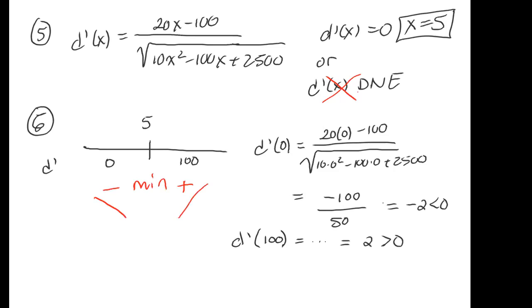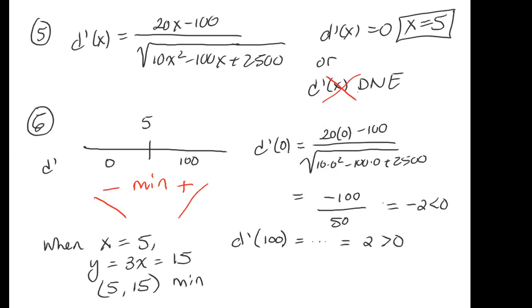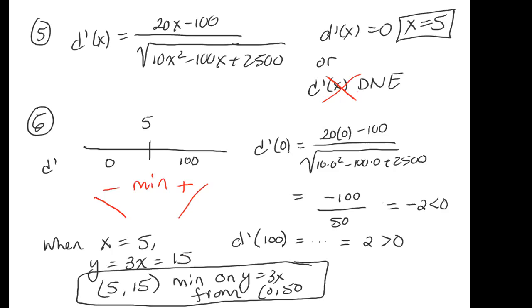So what's that say? That says that when x is equal to 5 and y is equal to, well, remember y is 3 times x, so 3 times 5 is 15. The coordinate 5, 15 gives us the minimum distance on the line y equals 3x from the point 0, 50. Okay, so that's the coordinate of the point.